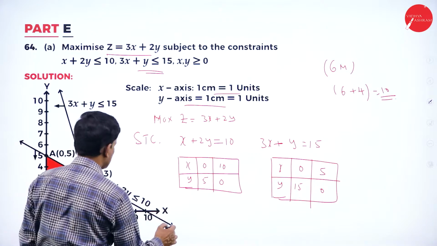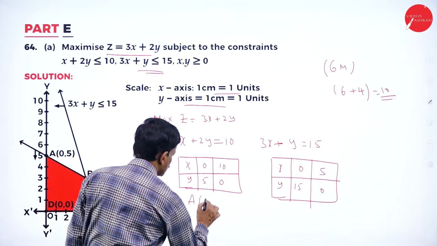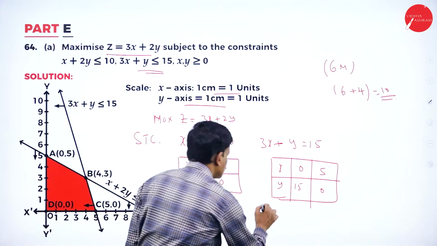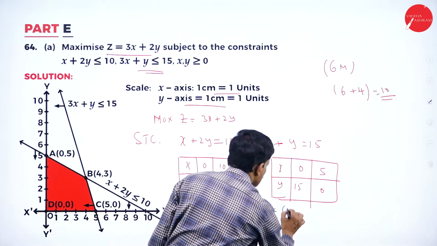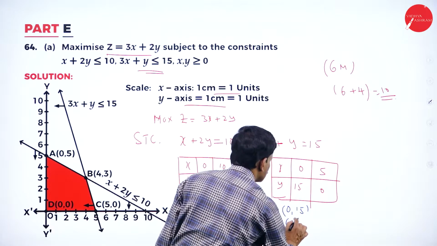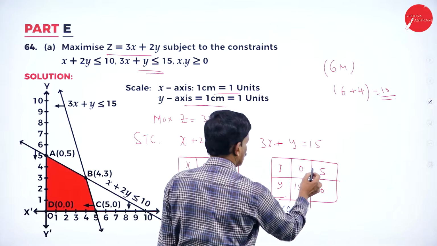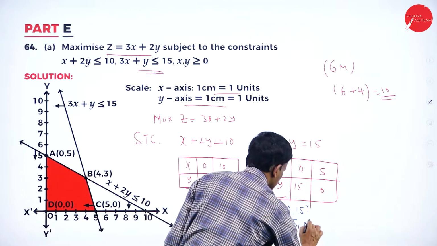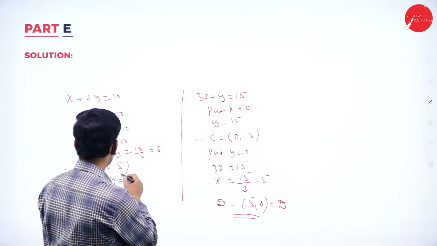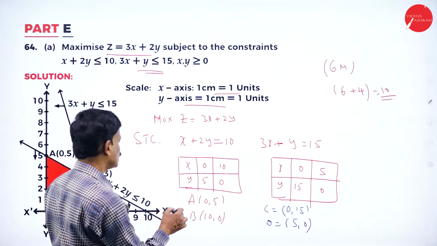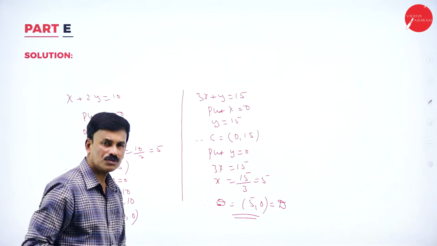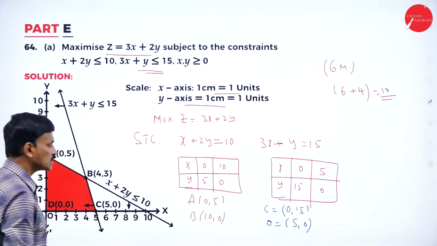Now the first point, what is A? A is equal to 0 comma 5 and B is equal to 10 comma 0. C, what is C? C is equal to 0 comma 15 and D is equal to 5 comma 0. See, these are the points. So let me check: A 0, 5, B 10, 0, and C 0 comma 15, D 5 comma 0. Now let us represent this on a graph.